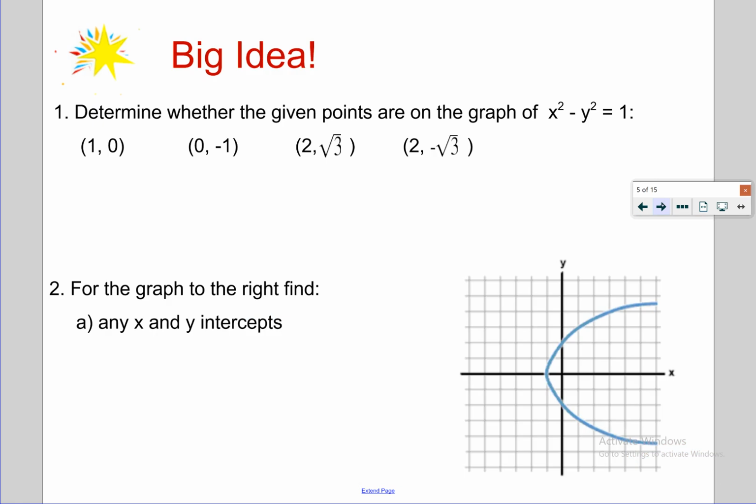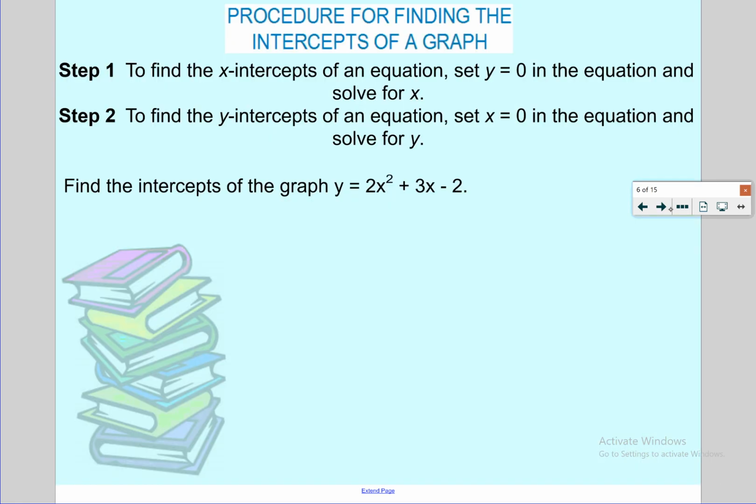Okay, so let's go ahead and try that. So this is what I just said. X-intercepts, we're going to plug 0 in for y. Y-intercepts, we're going to plug 0 in for x, and we're going to do that with our quadratic here. So this is a parabola. Let's see what we get. Let's start with y-intercepts. Those are usually easier to solve for.